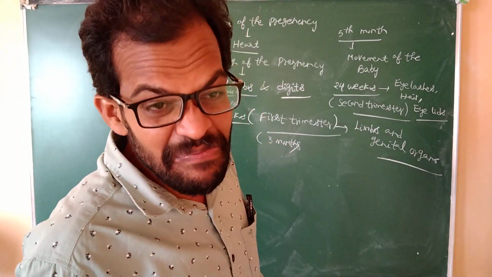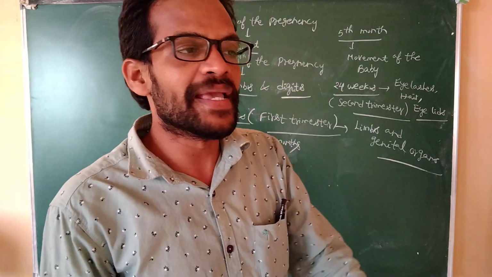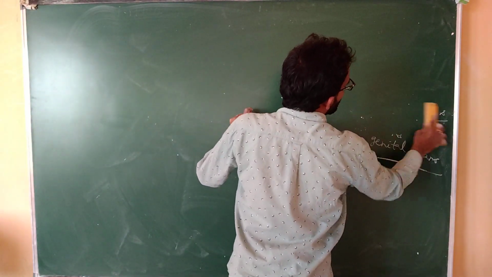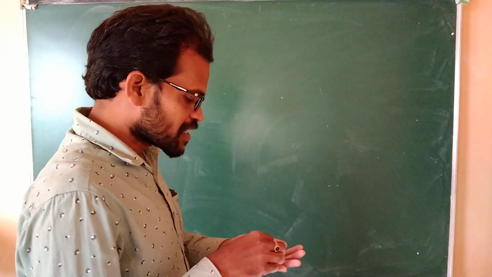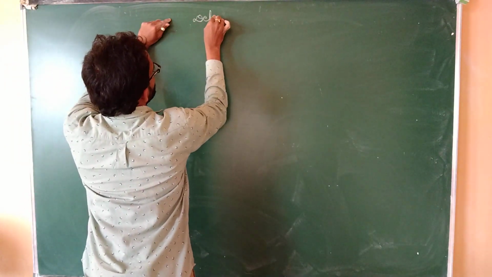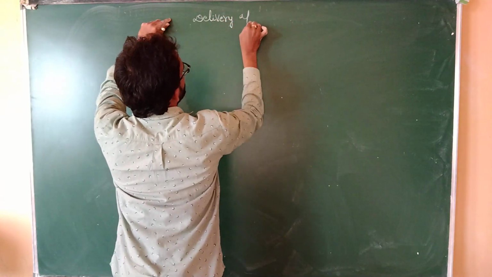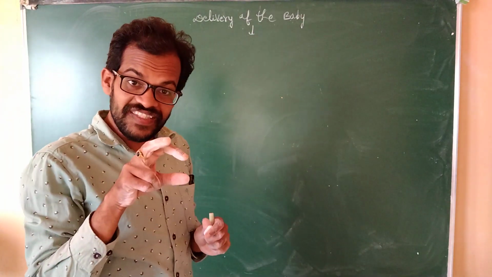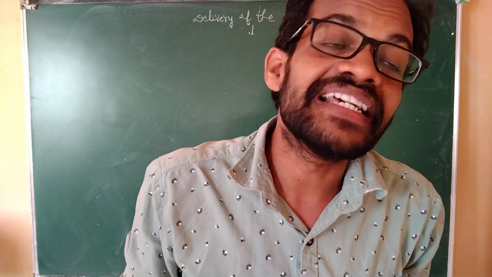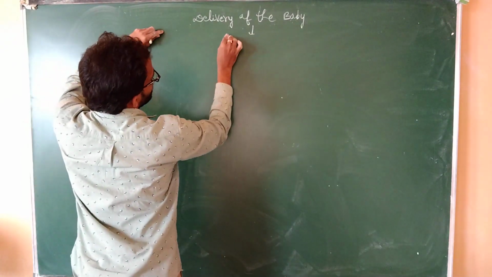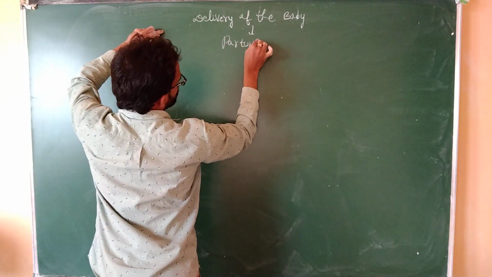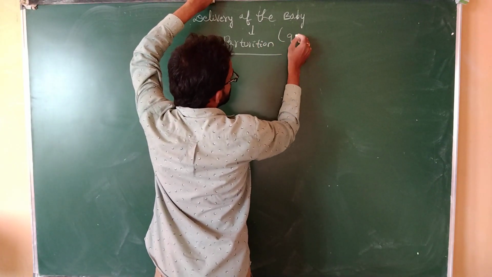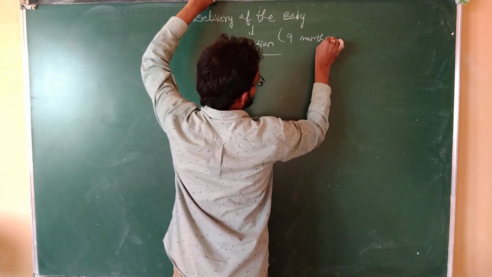Once the gestation period is completed, the delivery of the baby occurs. The delivery of the baby is known as parturition, after the complete development over 9 months of gestation.